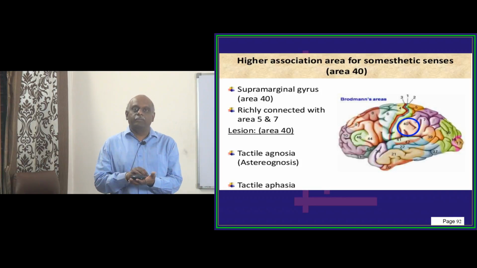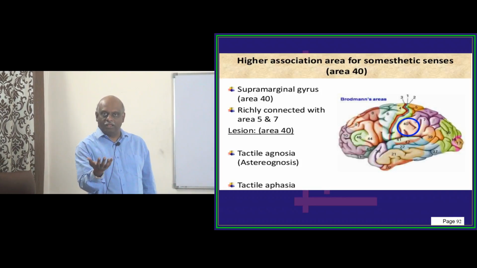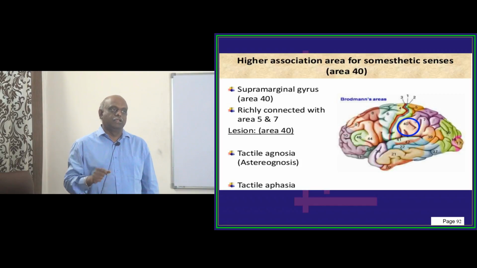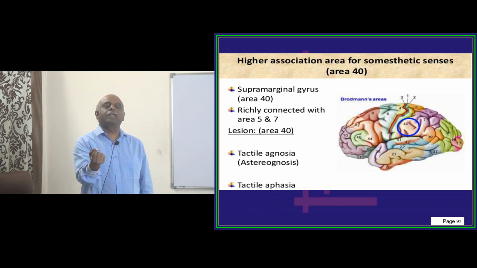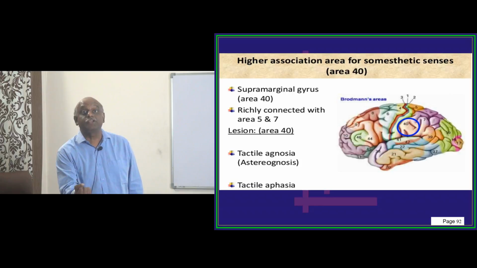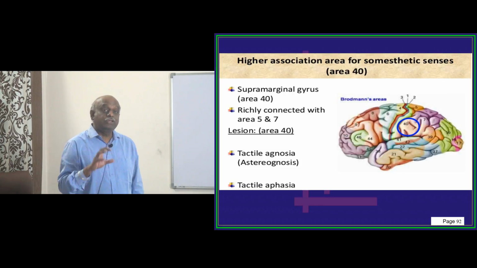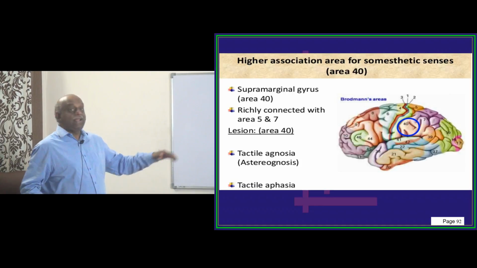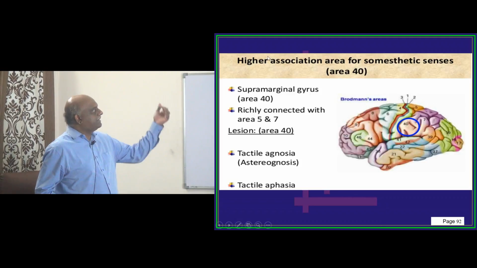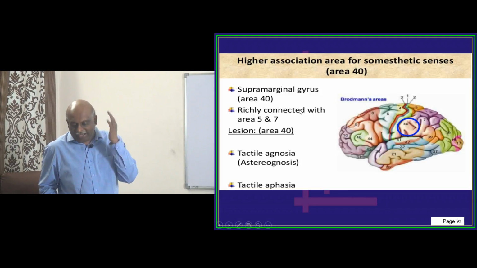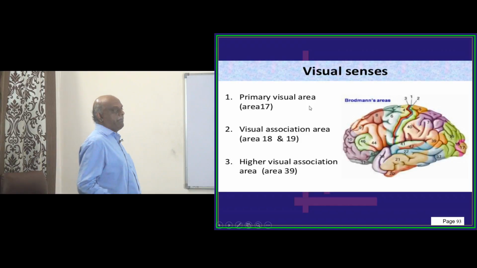If you place a circular object in the patient's palm with the eyes closed and ask what is in the hand, he can't tell whether it is circular or rectangular, small or big. So there is tactile agnosia, tactile aphasia. So these are the things that occur whenever area 40 is involved. This is what you need to remember.